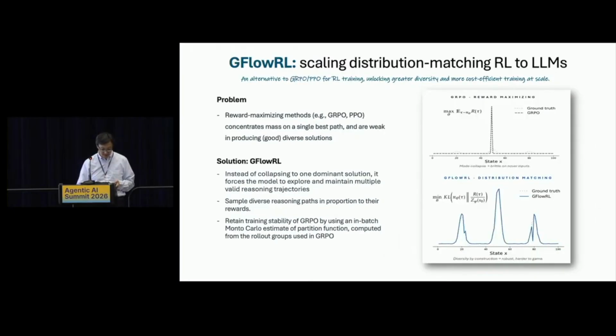Now, the last project I want to give an overview of is GFlowRL. The difference between this and the traditional approach, like GRPO, is that in this reinforcement learning setting, we define policy learning as distribution matching rather than reward maximization. The key difference is that now, using this algorithm, we can sample trajectories, sample solutions proportional to the reward they are assigned.